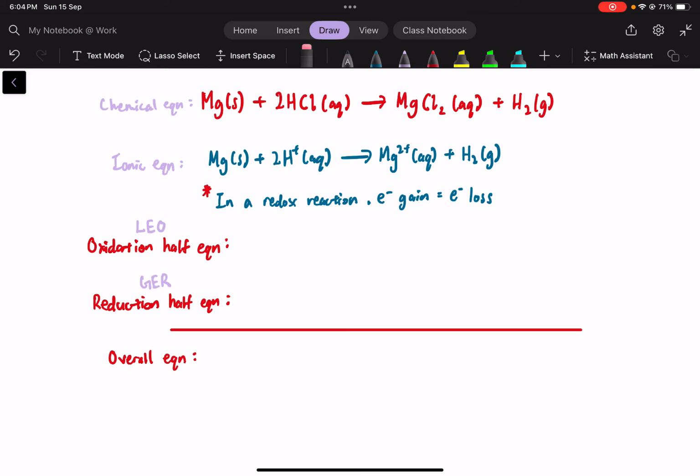Before we start, we must remember the definitions of oxidation and reduction reaction involving electrons. We can use the acronym LEO and GER to remember that loss in electrons is oxidation and gain in electrons is reduction. From the ionic equation here, we can see that the magnesium atom has lost electrons to form an Mg2+ ion.